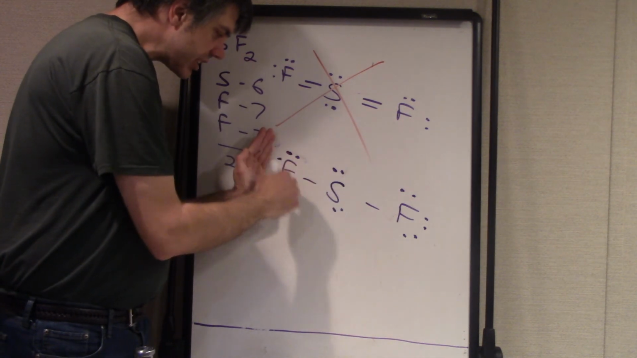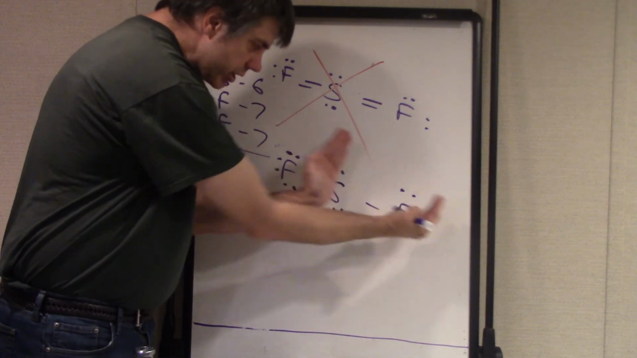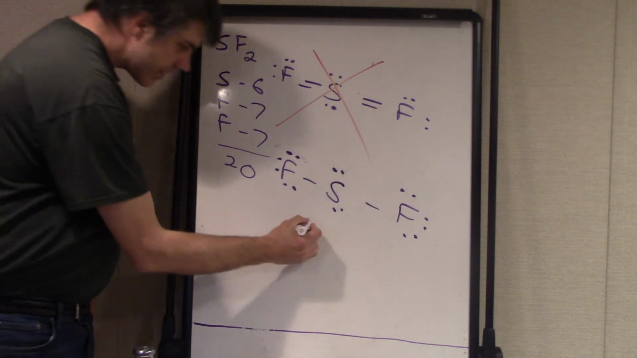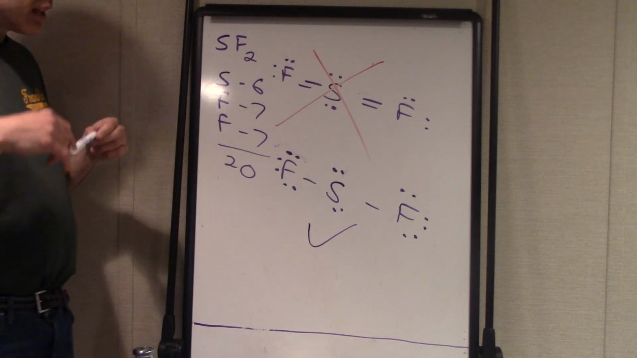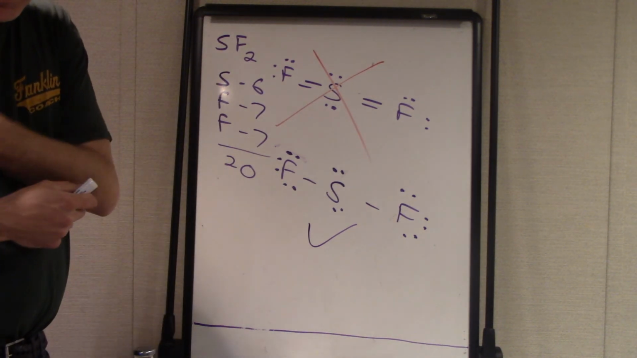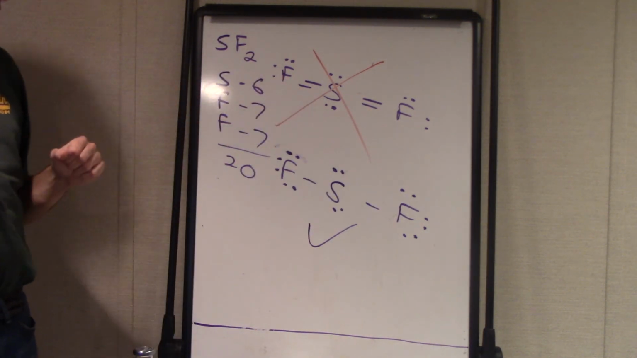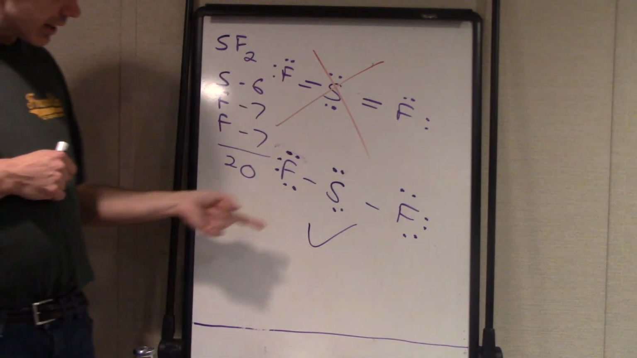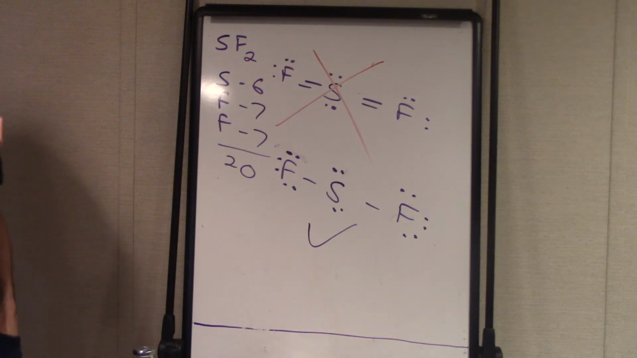2, 4, 6, 8. 2, 4, 6, 8. Both fluorines are good. The sulfur, 2, 4, 6, 8. Here, even though sulfur is capable of expanding the octet, I should not expand the octet on the sulfur. I should not write this top structure because there's no reason to expand the octet. I can correctly draw this while still following the octet rule.